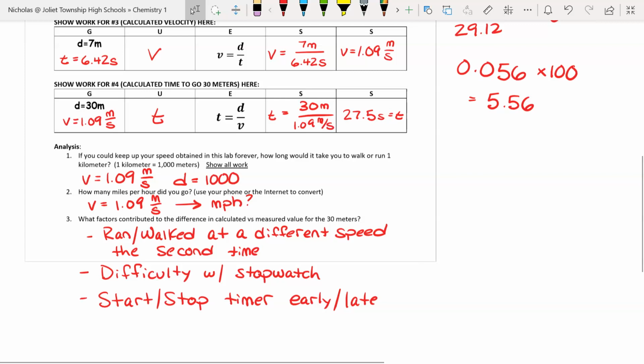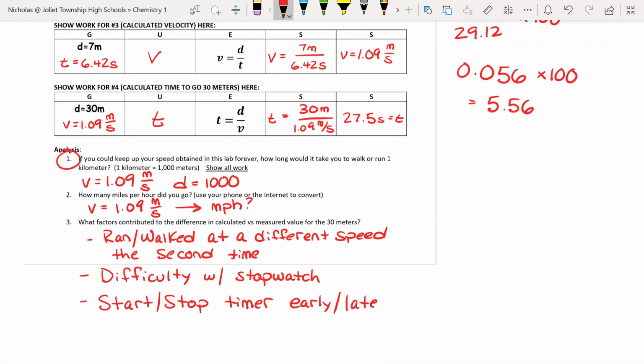What you need to do on your own is solve analysis questions 1 and 2. I gave you some reasons for 3, and that should hopefully be enough to get you through the rest of this lab.